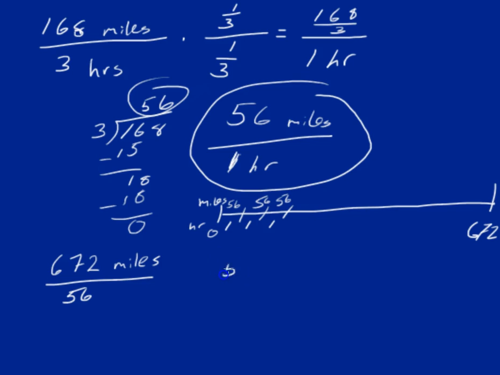Again, we have to resort to long division. Fortunately, the Parcc test is pretty kind about long division. Even when you're dealing with decimals, it tends to not be that much. So 56 goes into 67 one time, so that's 56.